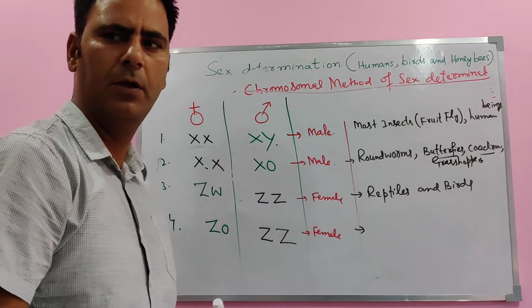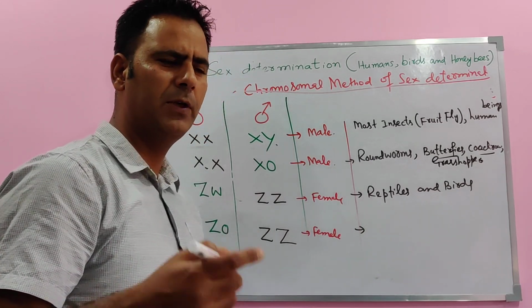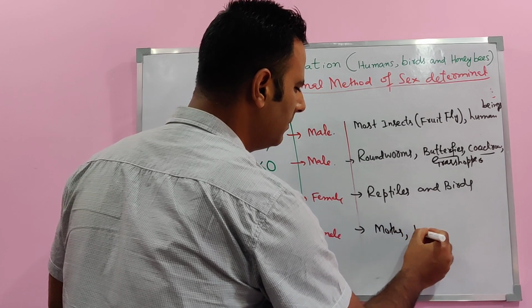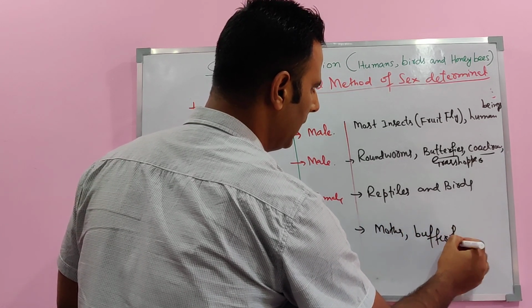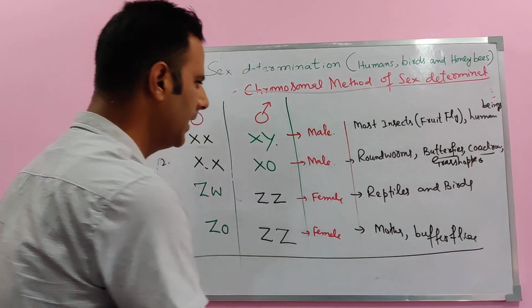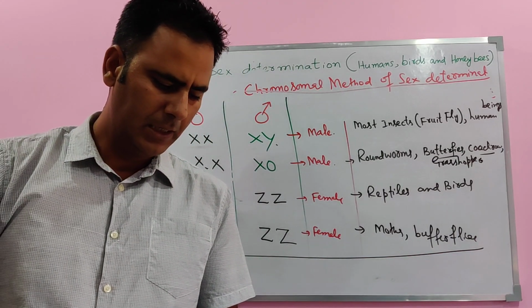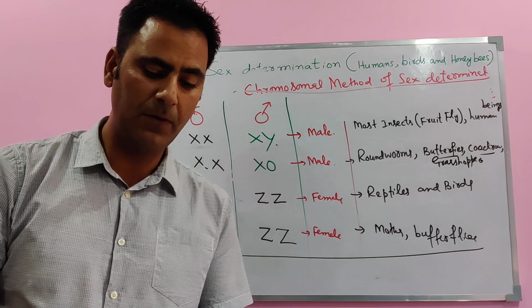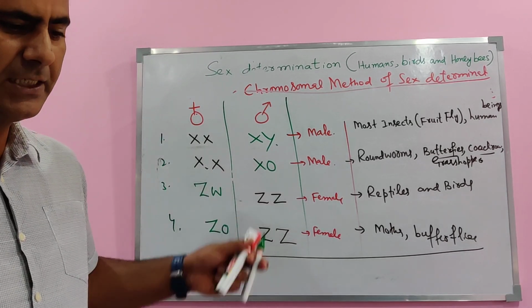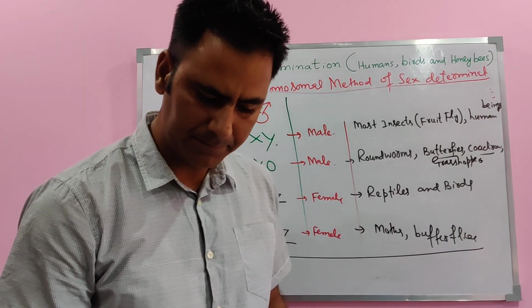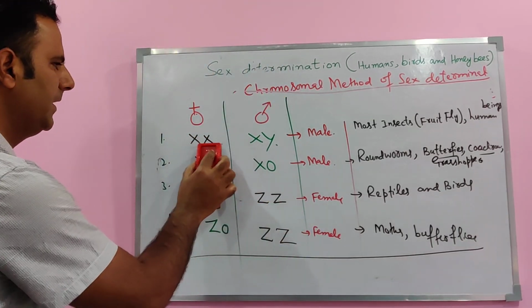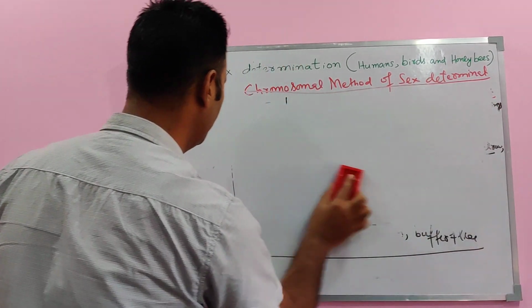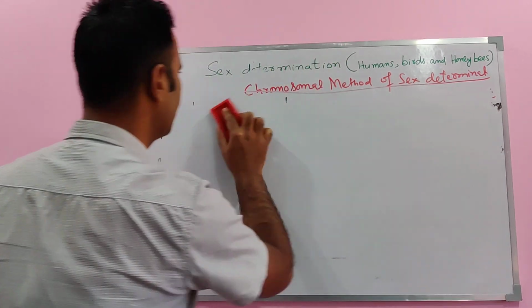In this, we have some moths and some butterflies. These are the examples. If we see the crosses, what is the expectancy of receiving male and female? In such cases, I will just discuss it. Let me take the first method, XX and XY, which is found in human beings.